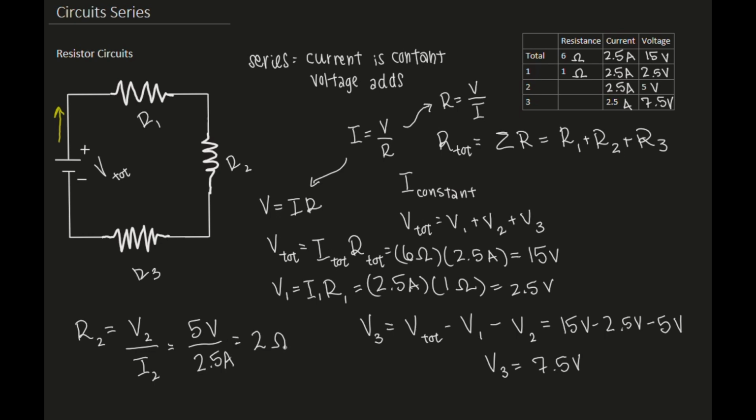And then using the total resistance, I can calculate the resistance at 3. Resistance at 3 is equal to the total minus the resistance at 1 minus the resistance at 2. And bear with me with the space. R3 is then equal to my total resistance, which is 6 ohms minus 1 ohm minus 2 ohms, and I get that it is 3 ohms.